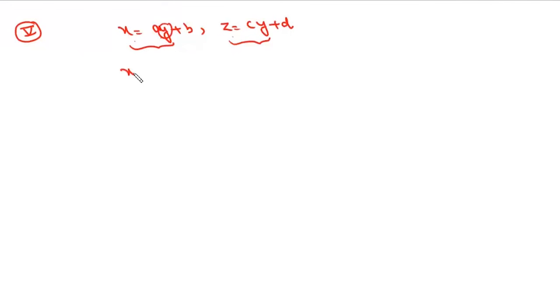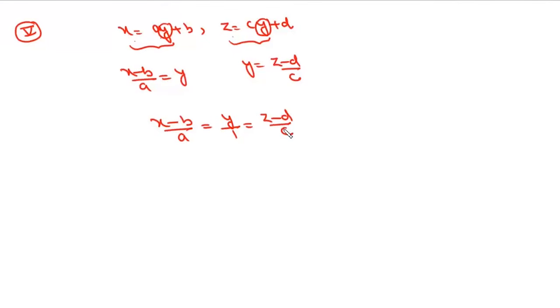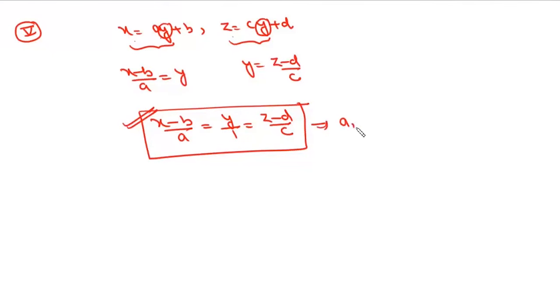We can write x minus b upon a equals y, and we can also find y from this. So we can write y equals z minus d upon c. So we can write this equation as x minus b upon a equals y upon 1 equals z minus d upon c. So this is the equation of this line in symmetrical form. So here we don't have to take a cross product and find a point. We can write the equation of this line directly. Now the direction ratios of this line are a, 1 and c.